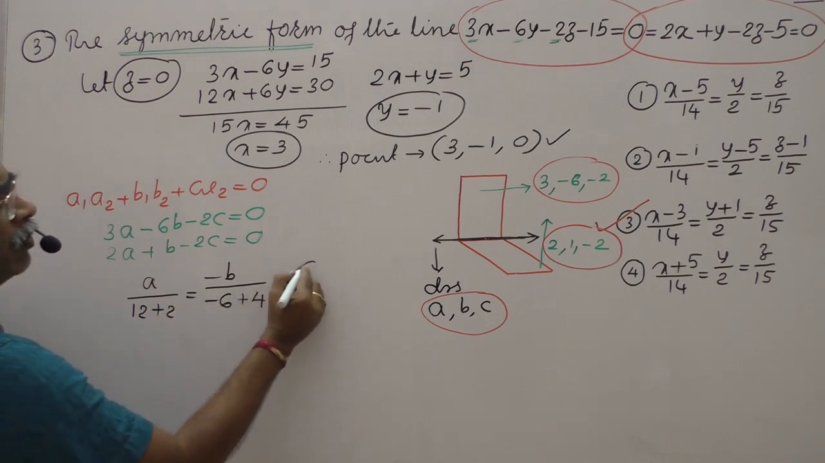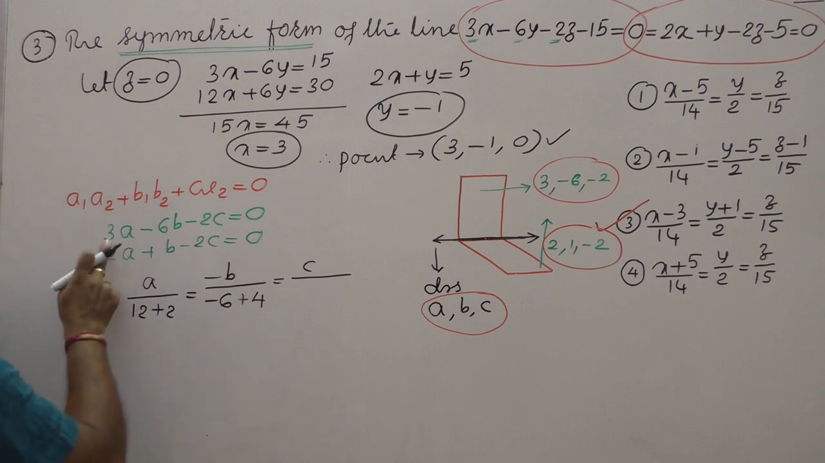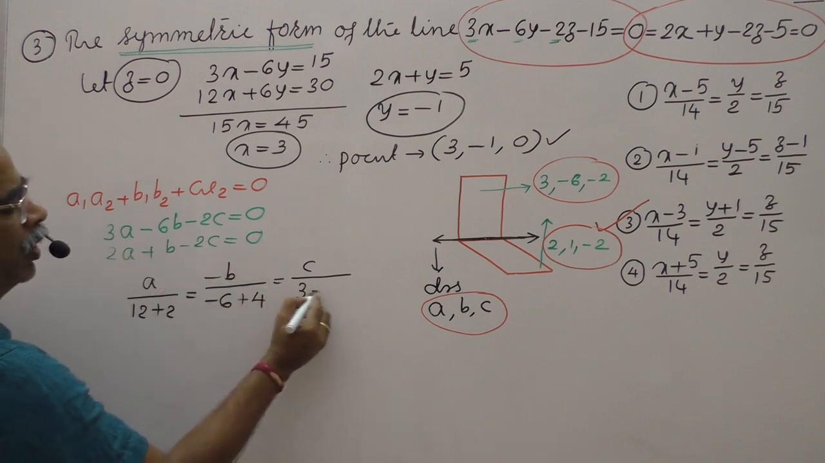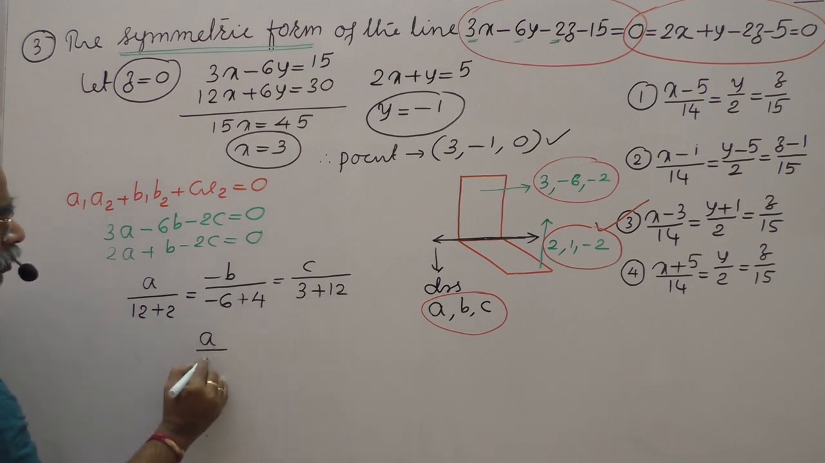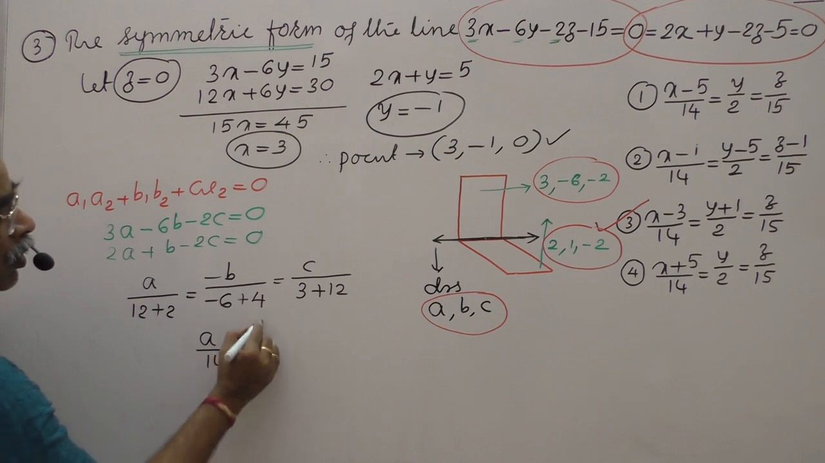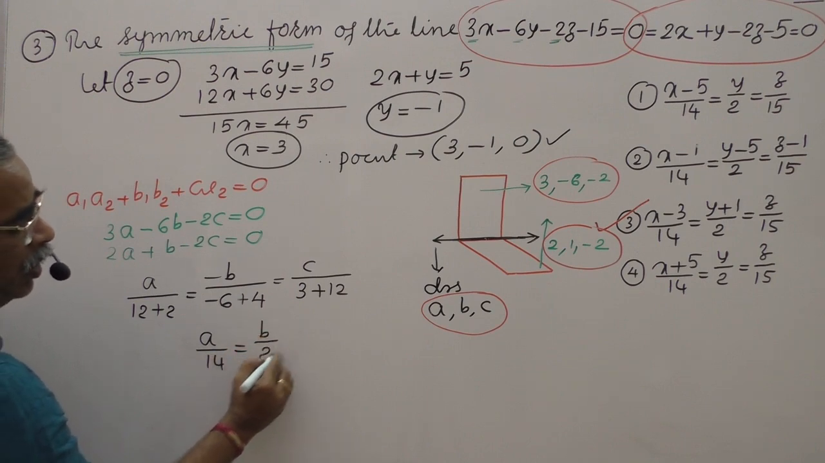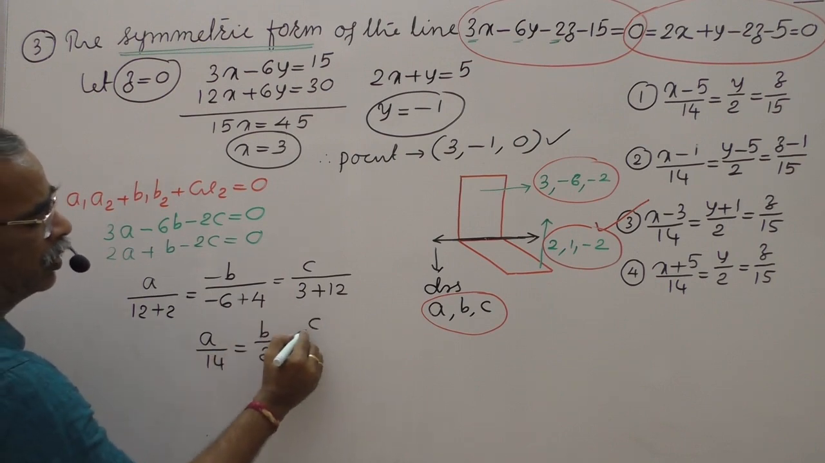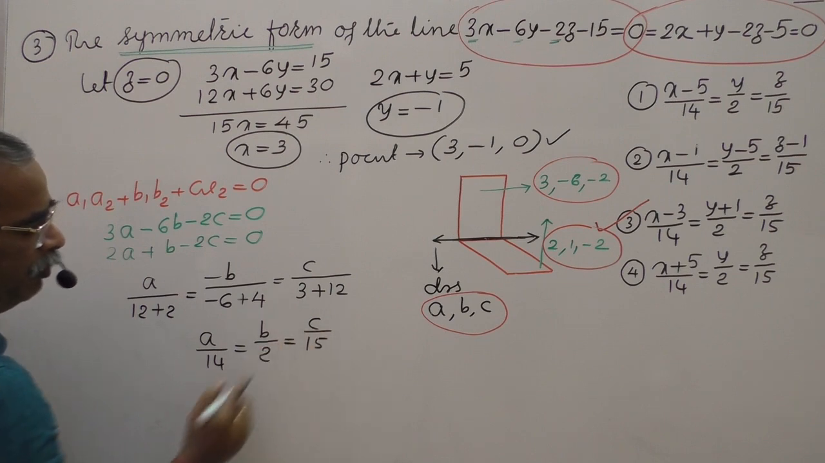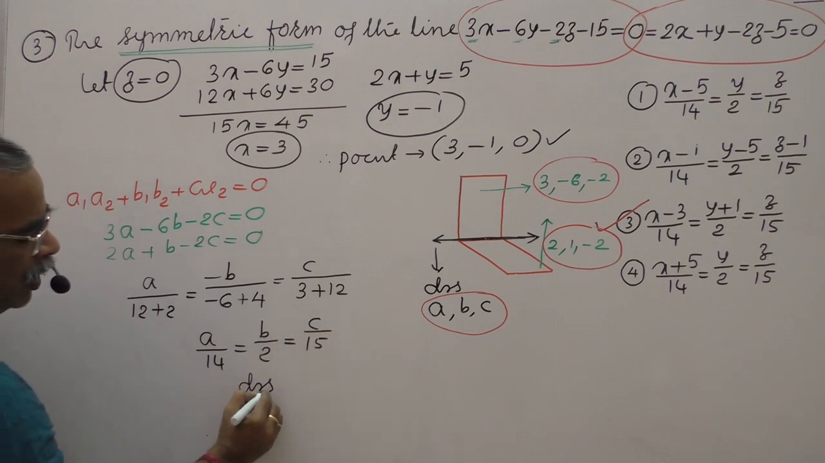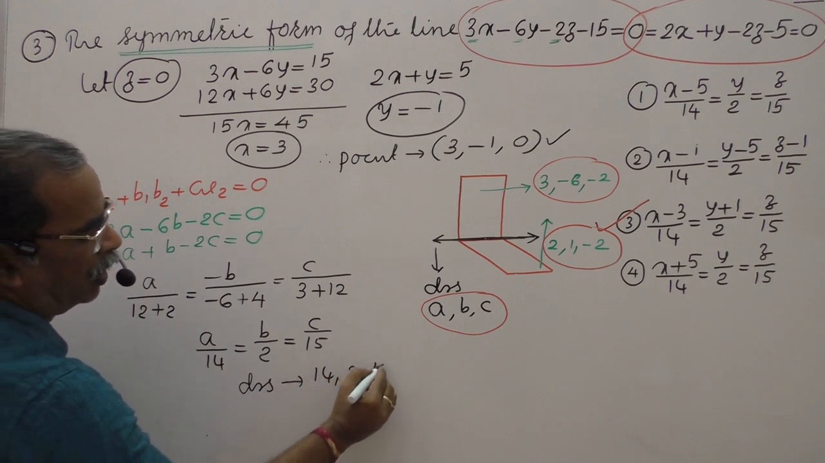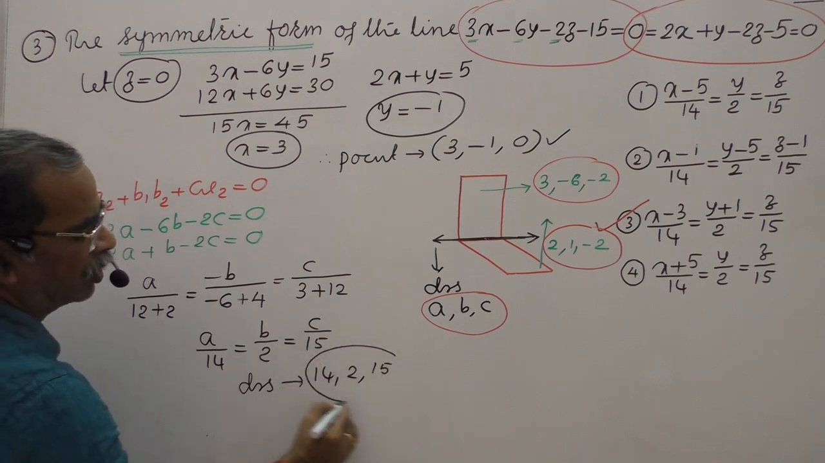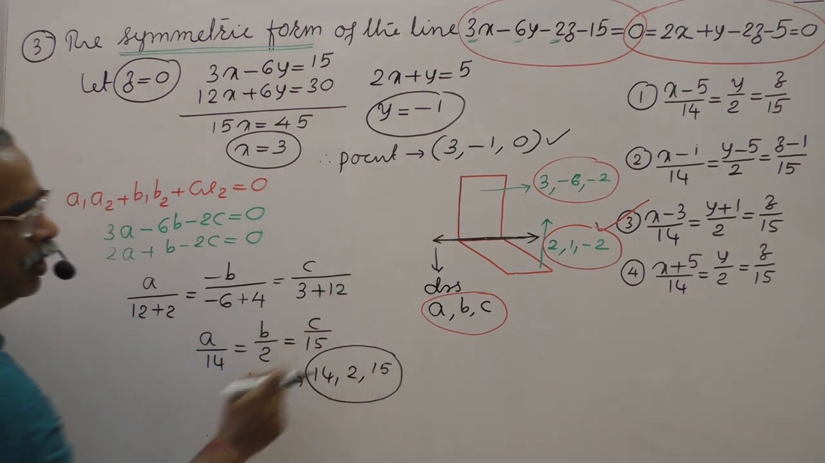And we have c in the third one: 3 into 1, 3, minus 6 into 2, minus 12, which is plus 12. Therefore a divided by 14, minus b divided by minus 2, minus cancelled, c divided by 15. Therefore the DRs of the line are 14, 2 and 15. These are the DRs and this is the point.